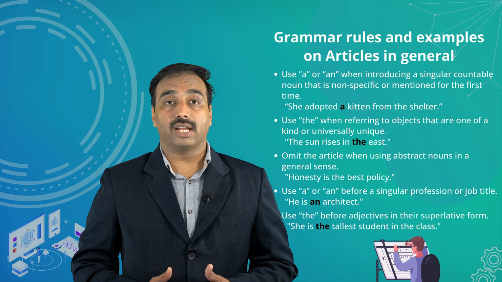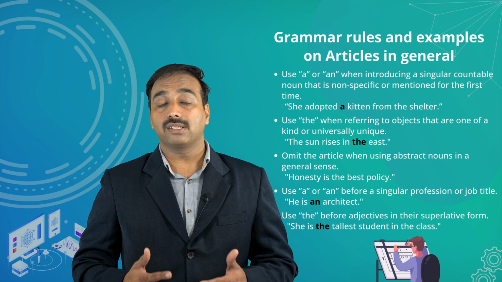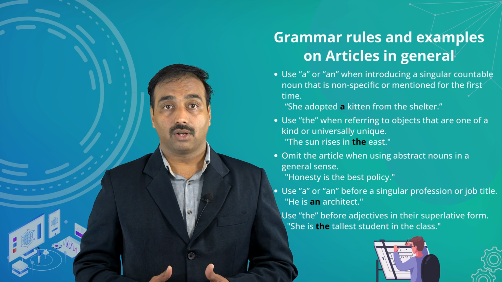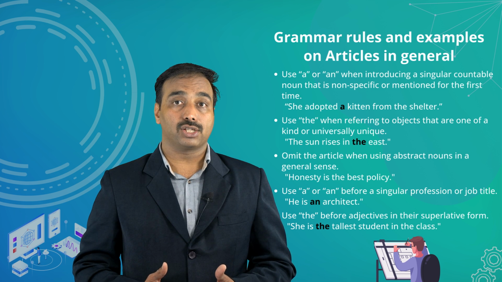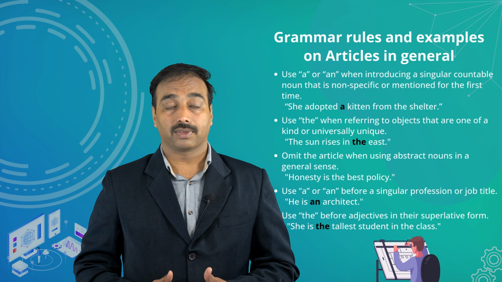Use the before adjectives in their superlative form. She is the tallest student in the class. Or you can even say she is the best student in the class. Here, tallest or best indicates a unique position necessitating the.